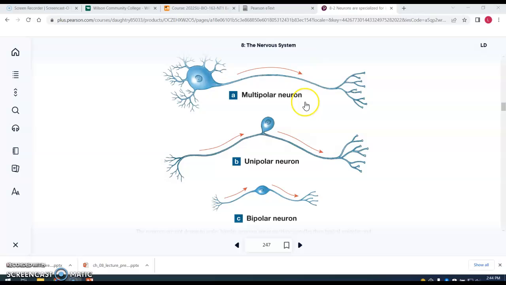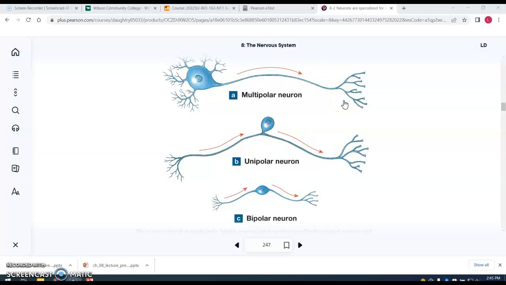So the one we're most familiar with is the multipolar neuron, and it's got multiple dendrites branching off of the cell body, and then one single axon that carries the action potential away from the cell body. The dendrites receive the sensory information, and the axon carries the action potential, which we also call a nerve impulse, away from the cell body.